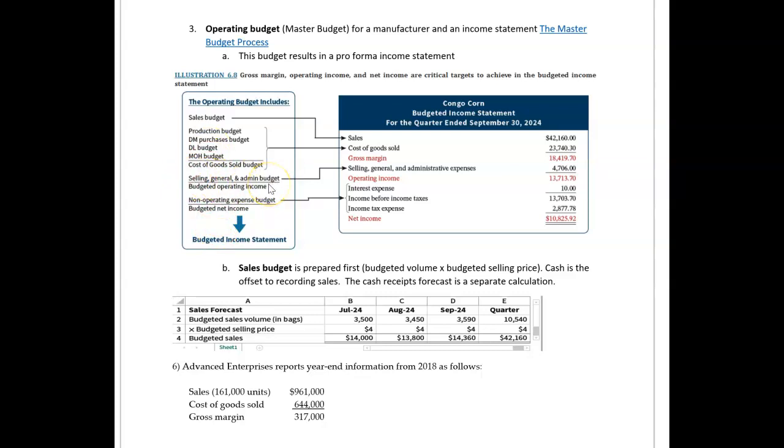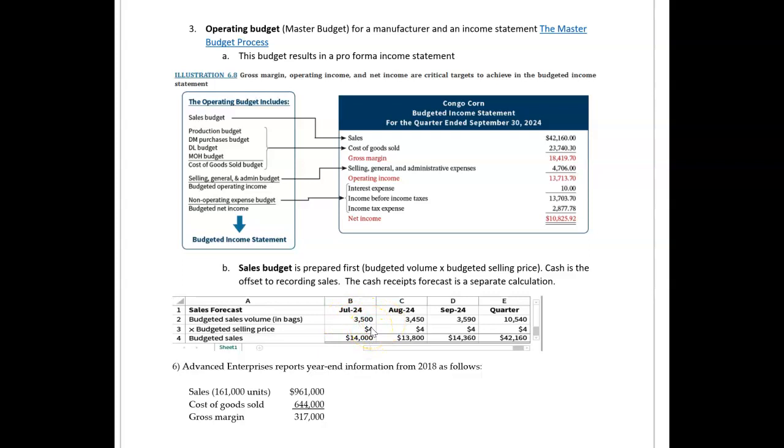Selling, general, and administrative expenses are sort of one lump. This could be a flat number, or maybe there'll be a slight increase to it. There might be a change, but this is also generally an easy number to do. And from that, we get a budgeted operating income, add non-operating expenses, and we get budgeted net income. So the sales budget is our favorite one. That's the easiest one to do. It's prepared first, and it is simply budgeted volume times the selling price.